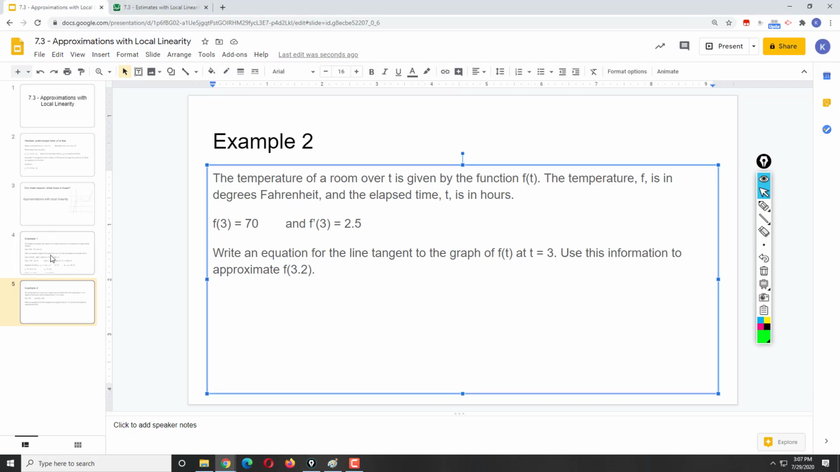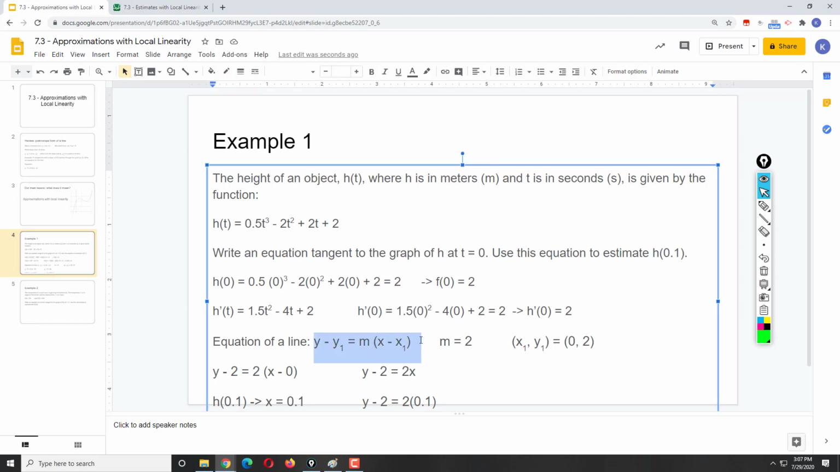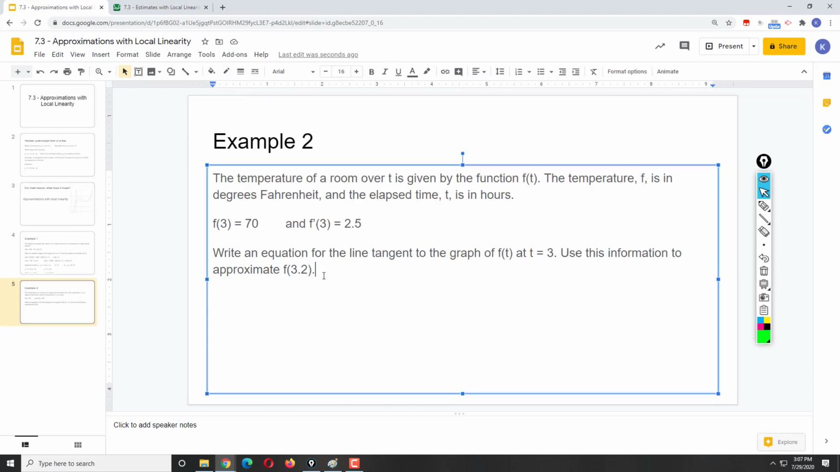Okay, so again, we use our point slope form. y minus y1 is equal to m times x minus x1. This is even easier. Since f of 3 is 70, that means that our point is 3, 70. And since f prime of 3 is 2.5, that means our slope is going to be 2.5. So I plug that in. y1 is 70. Slope is 2.5. x1 is 3. There's my equation. It's y minus 70 equals 2.5 times x minus 3.